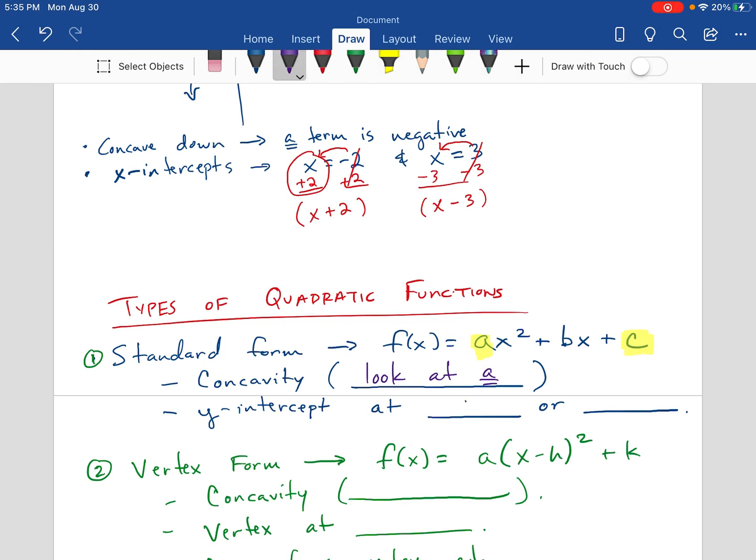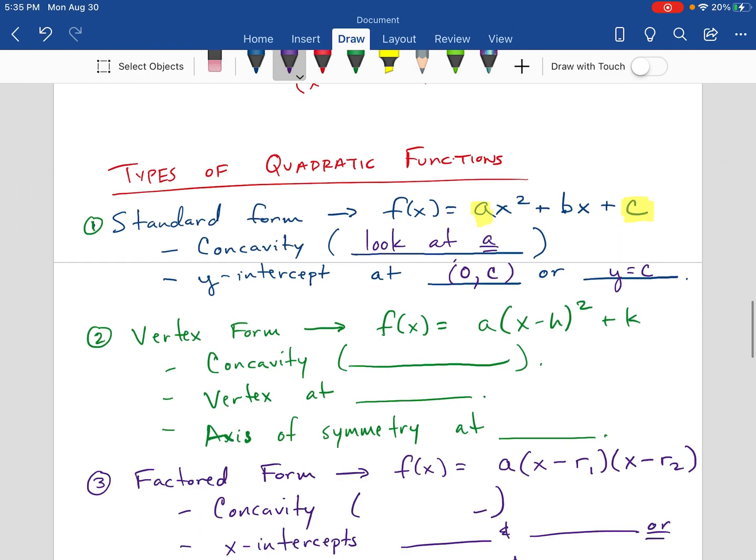So the y-intercept is at 0, c, if I write it as a coordinate, or y is equal to c, if I write it as an equation. I would take either. Now that's standard form. The next one is vertex form. Vertex form looks like the following equation: f of x is equal to a times x minus h squared plus k.